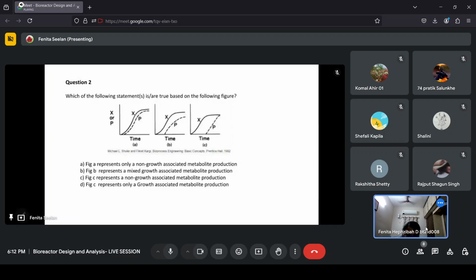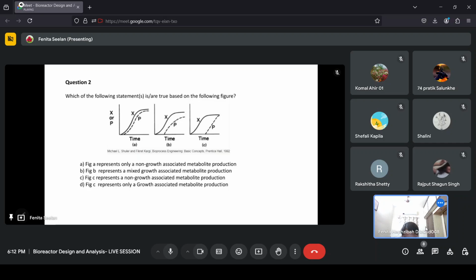So the next question is, there are certain graphs given A, B, and C. Which of the following statement or statements is or are true based on the following figure? There are three figures given. X indicates the biomass and P indicates the product.